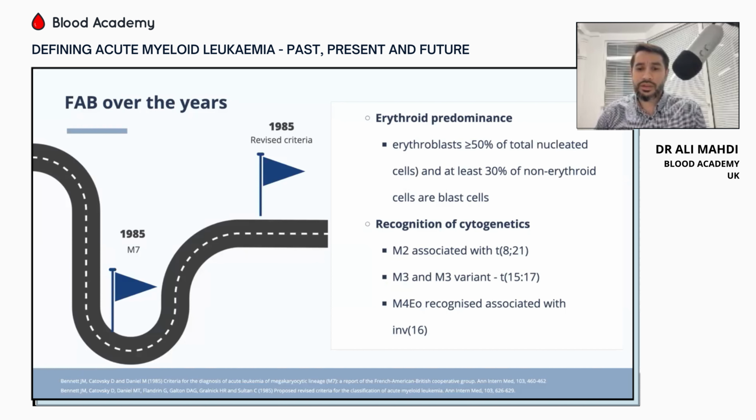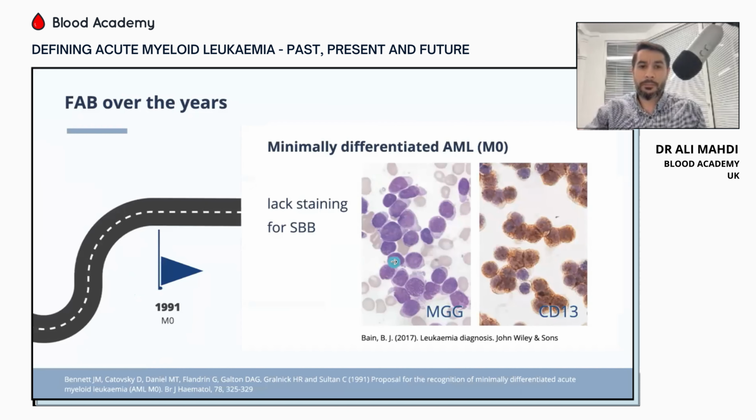The acute promyelocytic leukemias, M3 and M3 variants, were translocation 15;17. And M4EO, which is acute myelomonocytic leukemia with eosinophilia, was recognized to be associated with inversion of chromosome 16. So we're starting to gather more information and correlation between morphology and genetic changes in these diseases.